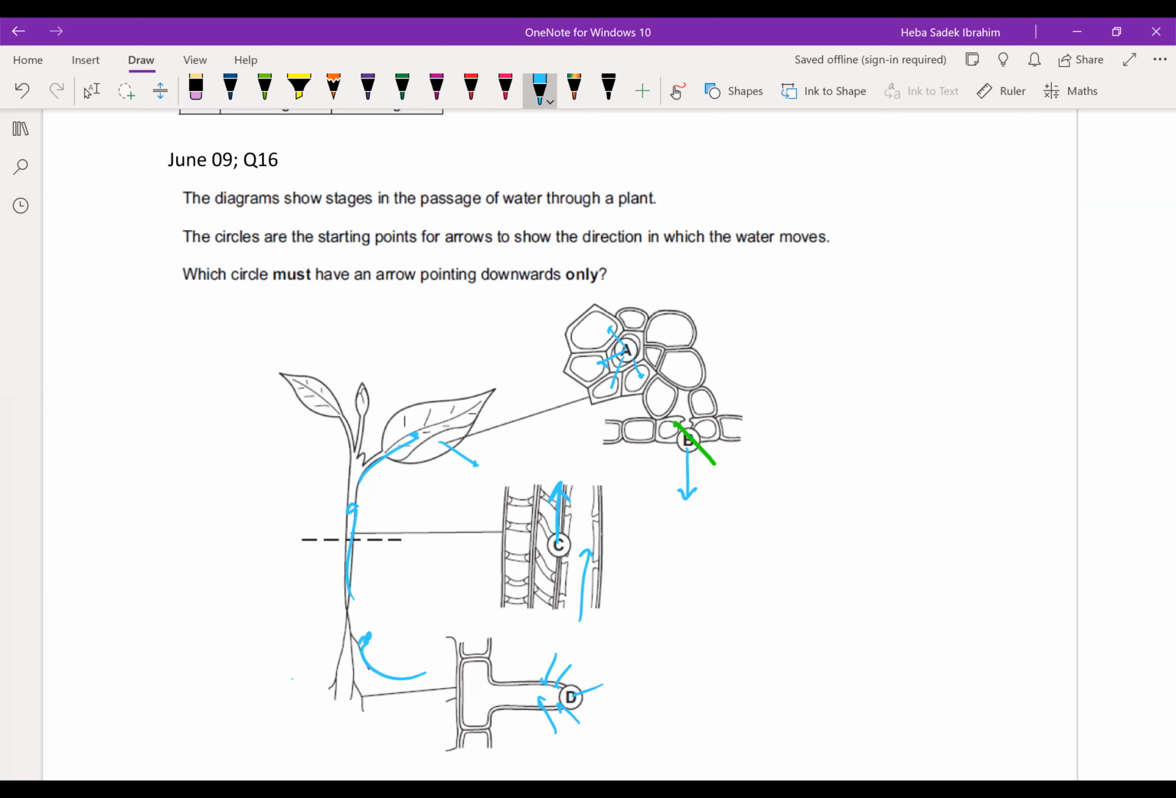يبقى في الزايلم C it is only moving upwards. In D it is moving inwards into the plant, so there's an arrow مش downwards ولا حاجة. In A it is moving in all directions. B this is the only arrow that's moving downwards.